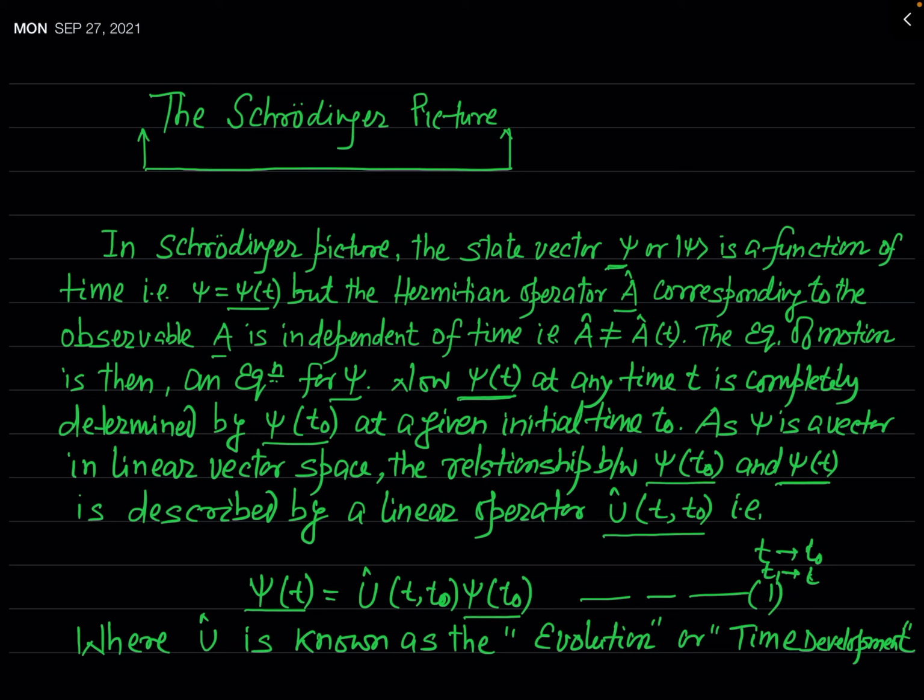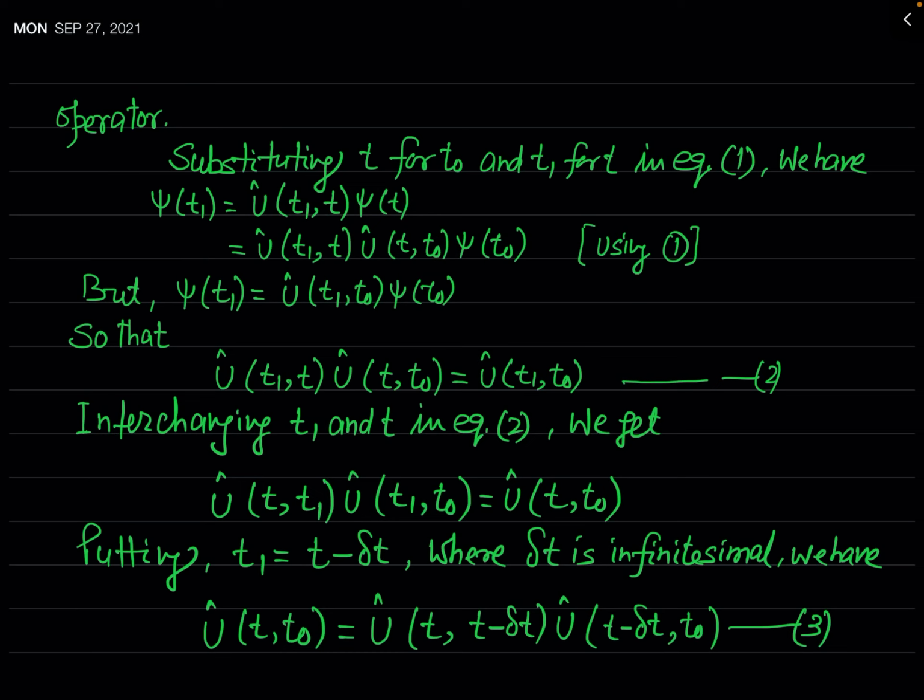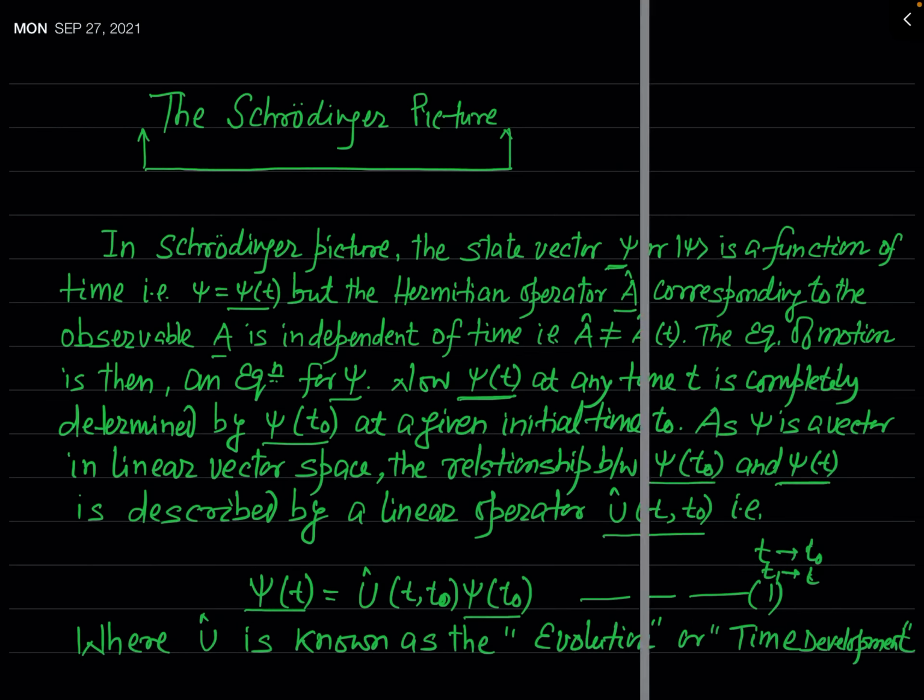Then what will be this equation? You can see, instead of t, we will write t1. Instead of t naught, we will write t. So this equation now becomes psi of t1 equals U hat(t1, t) psi of t. But this psi of t has been defined in equation 1, and that is equal to U hat(t, t naught) psi of t naught.